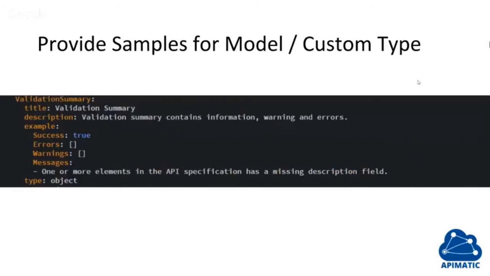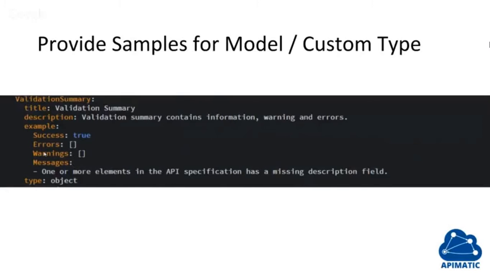Similarly, if you have a model or custom types, always give a sample example of what the model or the custom type might look like. Compared to our last example, if we return, instead of pure JSON, a model, let's say a validation summary, then here we can specify in an example what exactly this model would look like. We'll have a success object, an array of errors, a list of warnings, and some message.